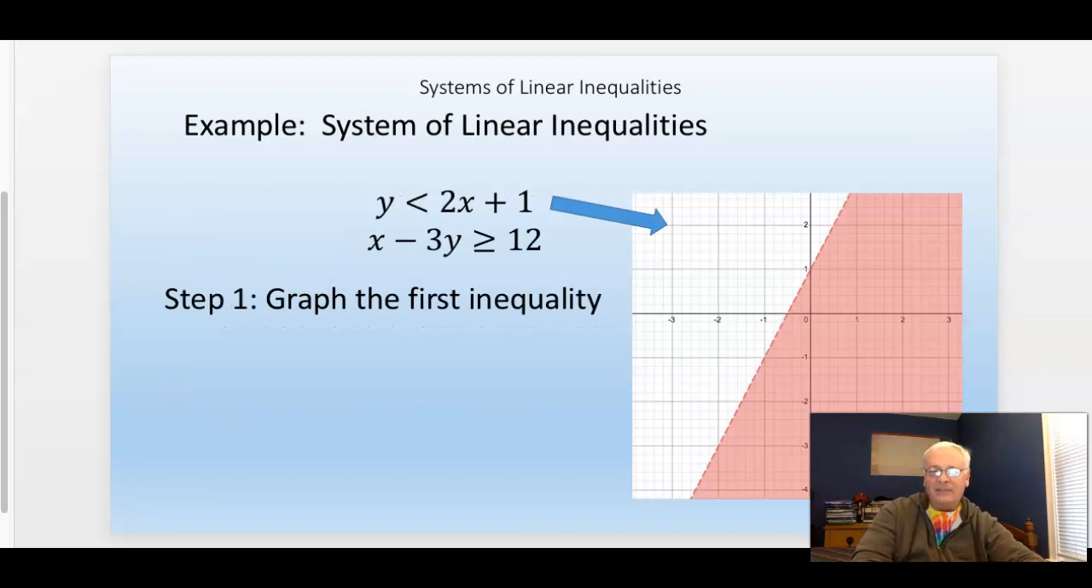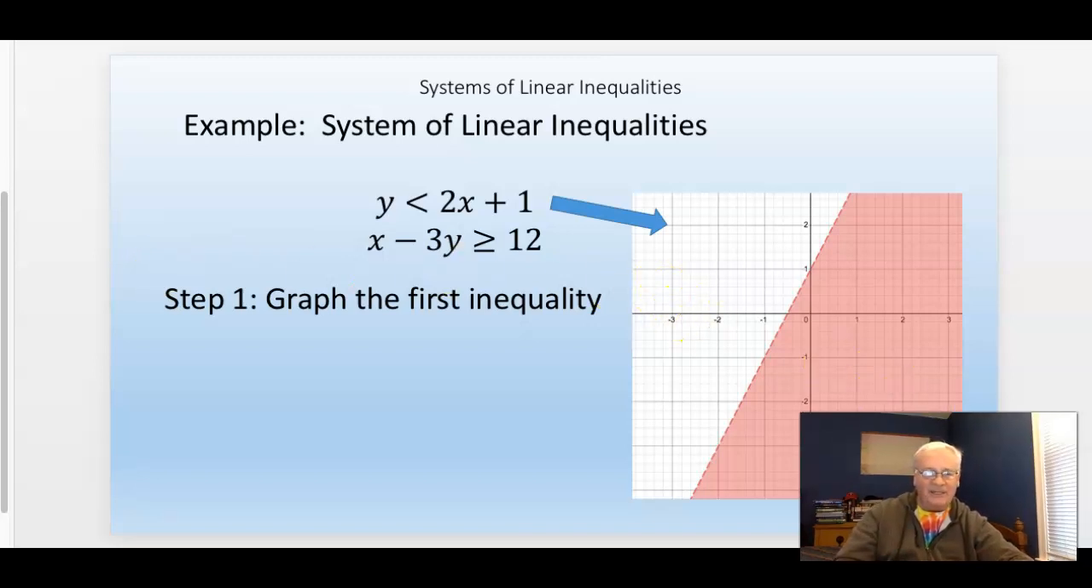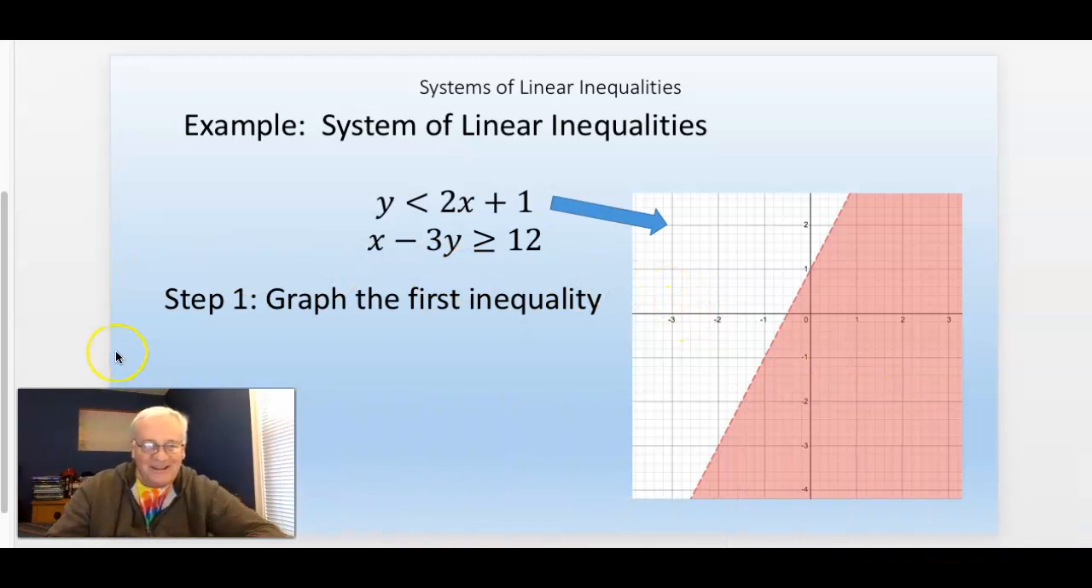Let's look at an example here. This is a system of linear inequalities. Here are the steps. I keep moving myself around. Step one, just graph the first inequality. This is y less than 2x plus 1. So you graph underneath. You shade underneath. There's a slope of 2. Dotted line.